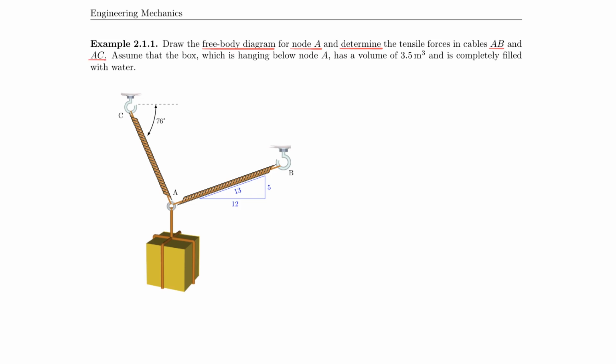And for this problem, we need to assume that the box actually has a volume of 3.5 cubic meters and is filled with water. And that is probably a good starting point for us to think of 3.5 cubic meters of water. And before I convert that into a force for us, let us remember that in this class, gravity is always given with 10 meters per second square and not 9.81 meters per second square.